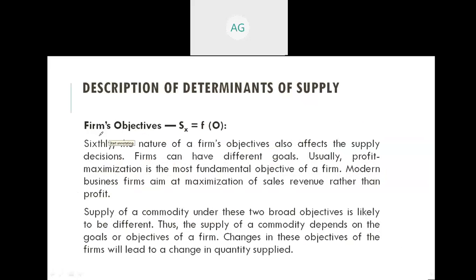Now the sixth determinant of supply is the firm's objective. The nature of the firm's objective also affects the supply decision. Firms can have different goals. Usually profit maximization is the most fundamental objective of a firm because every firm needs profit.